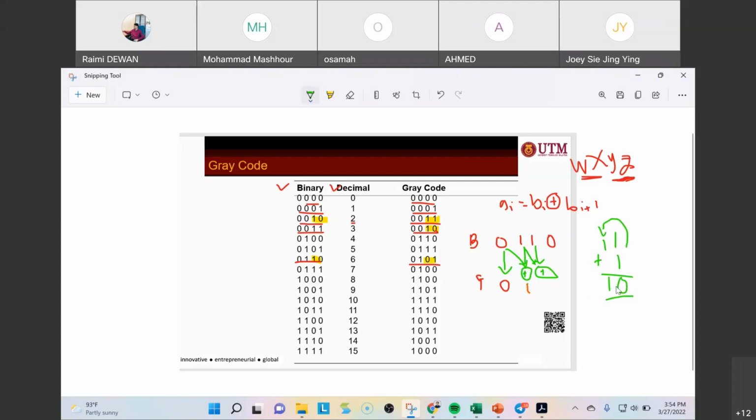Understand? So we only take this value, the most right, we take only 1 digit. We put 0 here. Next is 1 plus 0. So 1 plus 0, you have 1. This one is because we have an extra, that's why we put the overflow here, 1. So you have in Gray code 0, 1, 0, 1. So that's why you have this number.